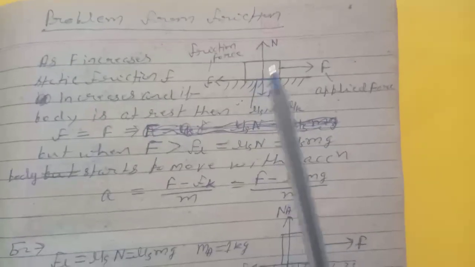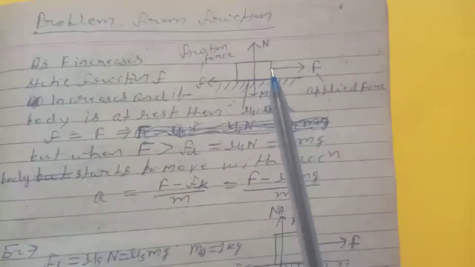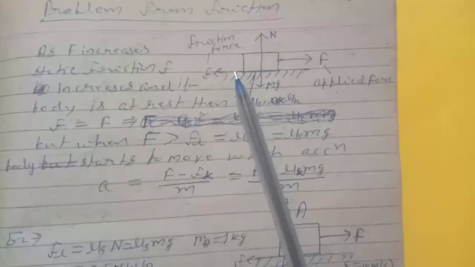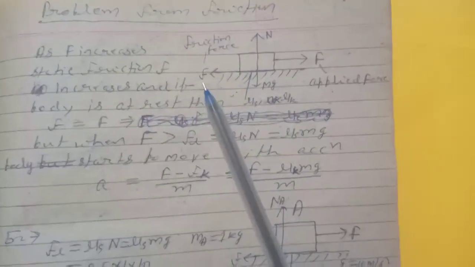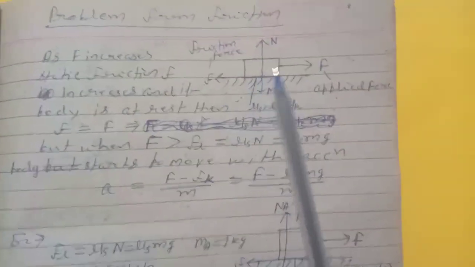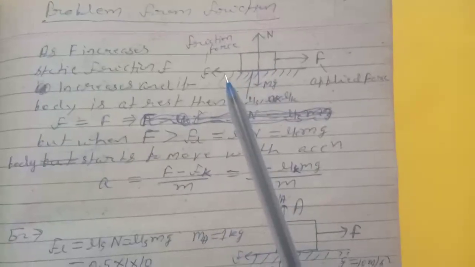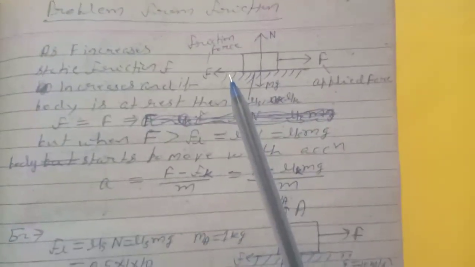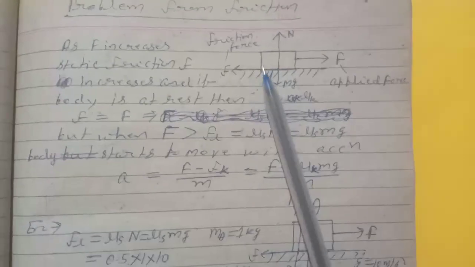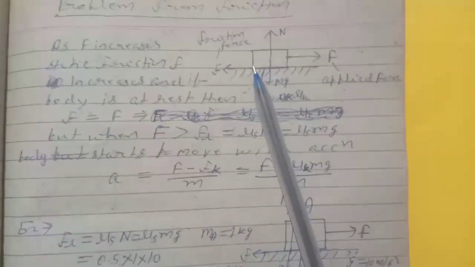time is reached when the force of friction becomes maximum, and that is called the limiting static friction. Before this, the force of friction acting on the body is static friction. When the applied force exceeds the maximum static friction, the body starts to move with acceleration, and when the body starts to move, the force of friction acting on it is kinetic friction.